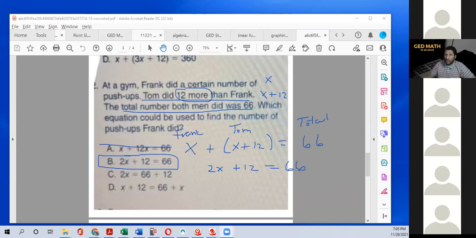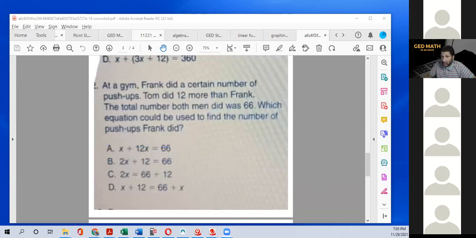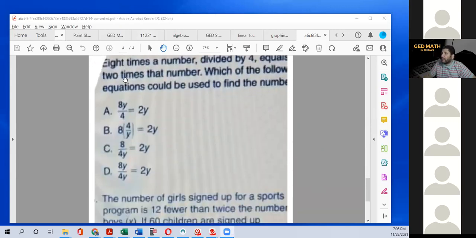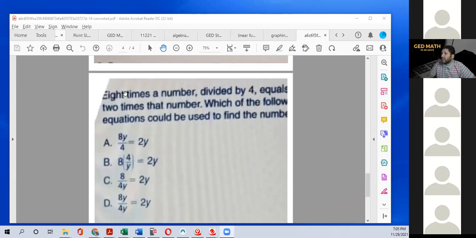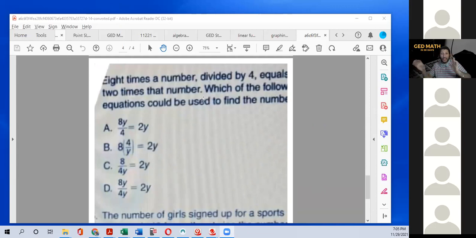All right, let's go over this last one and then we can call it a night. Actually, it's a whole bunch of them. Well, let's do this one right here. The GED loves problems like this one. 8 times a number divided by 4 equals 2 times that number. Which of the following equations could be used to find that number?